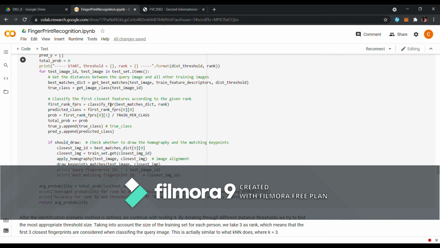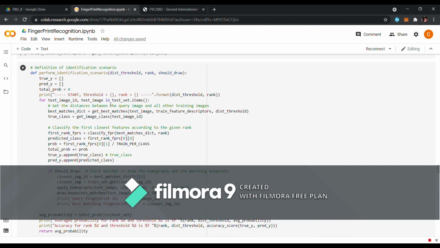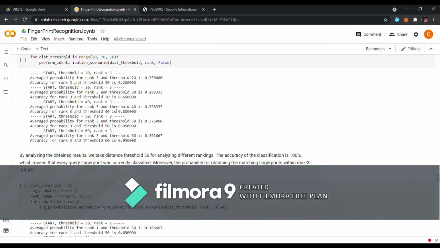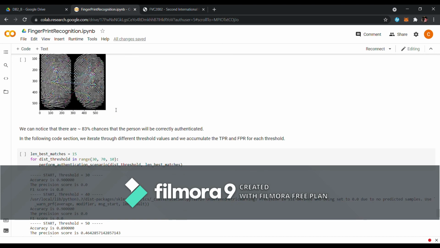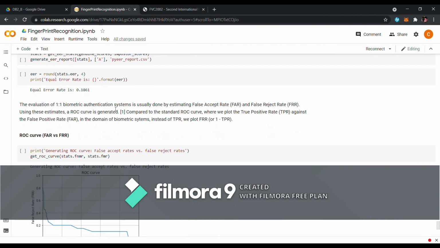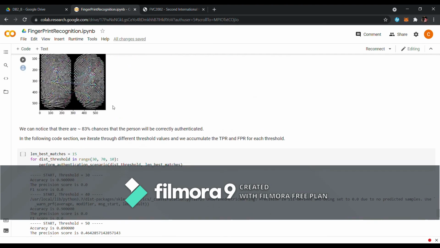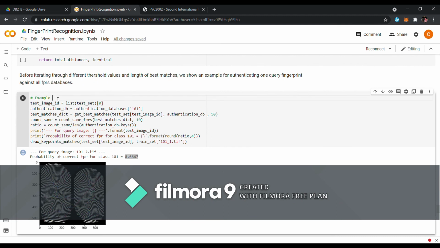After the identification scenario method is defined, we continue with testing. By iterating through different distance thresholds, we try to find the most appropriate threshold size. Taking into account the size of the training set for each person, we take 3 as the rank, which means the first 3 closest fingerprints are considered when classifying the query image. This is actually similar to what KNN does, where k is equal to 3.